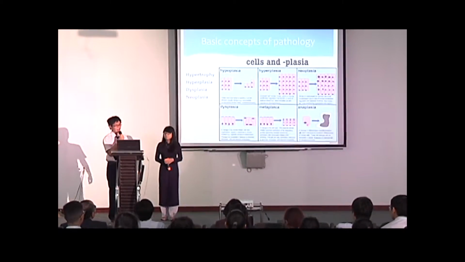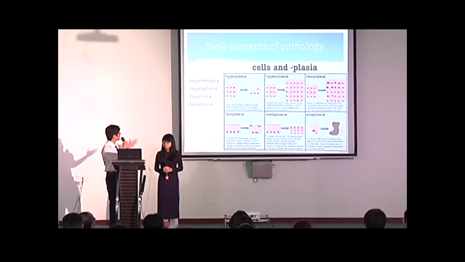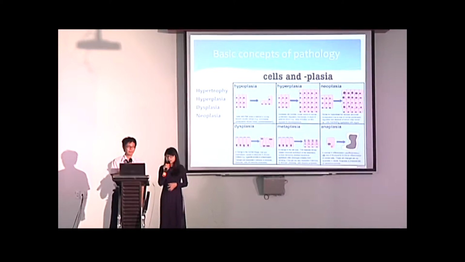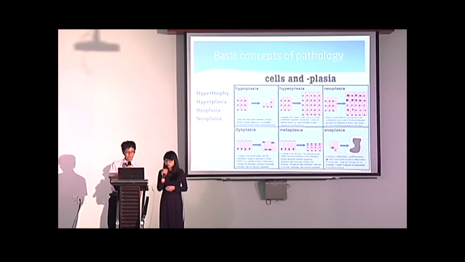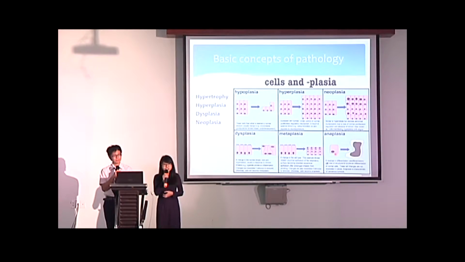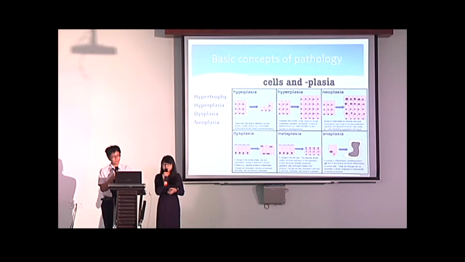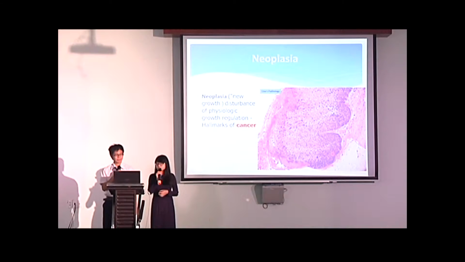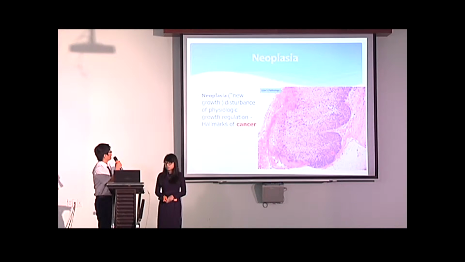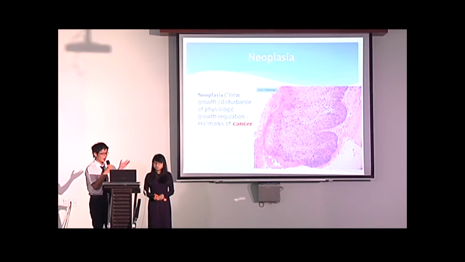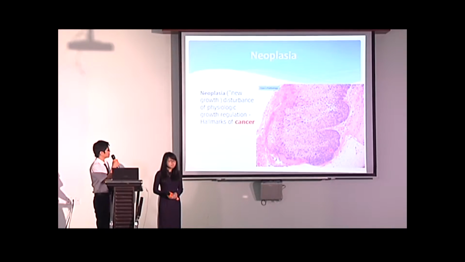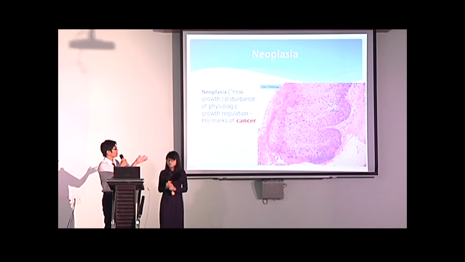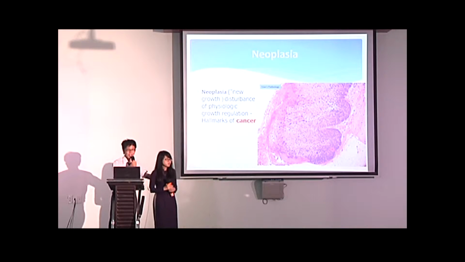Another concept that we have to remember is hyperplasia, dysplasia, and neoplasia. Hyperplasia is the increased number of cells. Dysplasia is the change of shape and size. Neoplasia is the combination of hyperplasia and dysplasia, and neoplasia is the hallmark of cancer. As you can see in the pictures, there is an increase in cell numbers and different sizes and shapes of one cell type.